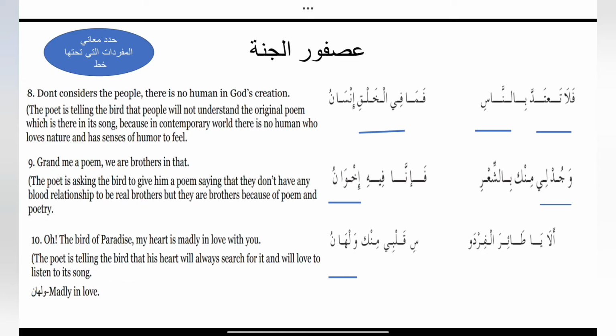Then وجدلي منك بالشعر فإن فيه إخوان. Grant me a poem. We are brothers in it. جدلي, grant me, بالشعر فإن فيه إخوان, we are brothers in that. ألا يا طائر الفردوس قلبي منك والهان. Oh, the bird of paradise, my heart is madly in love with you. My heart has fallen in love with you.